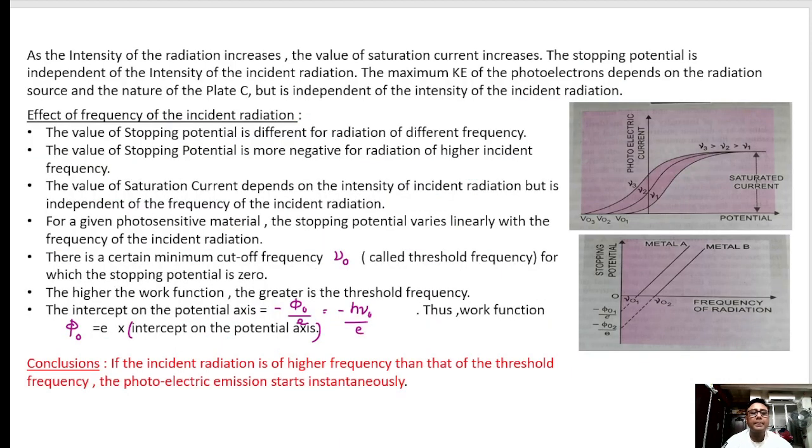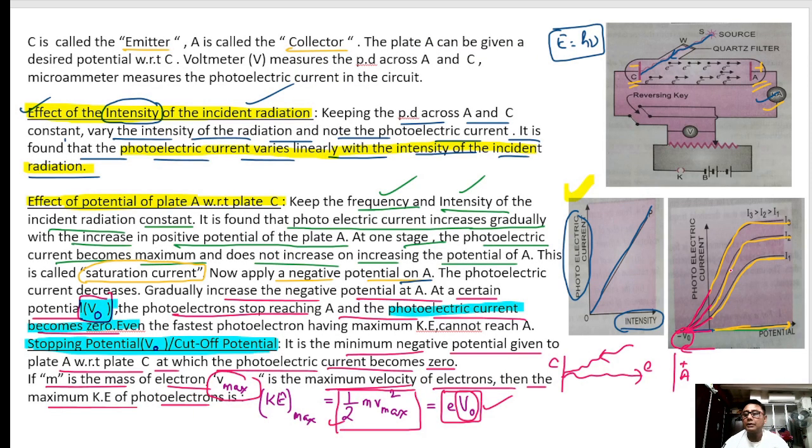Next, as the intensity of the radiation increases, the value of the saturation current increases. As you can see, if the intensity of the radiation is increased, the saturation current also increases.